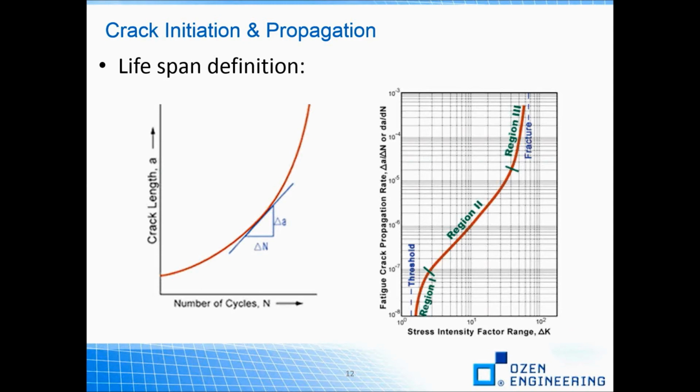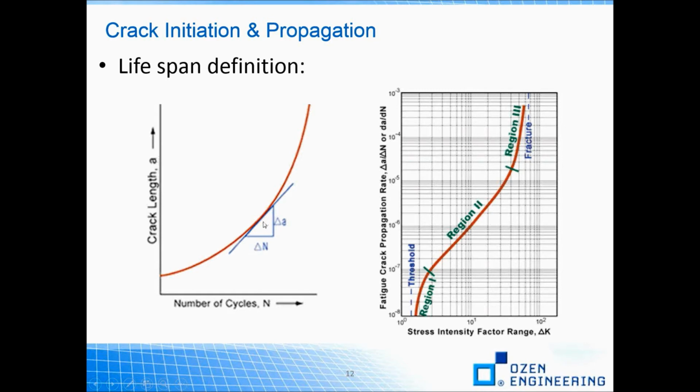And the output from such tests is really these type of graphs where the x-axis shows the number of cycles and the y-axis shows the flaw size, which is also known as the crack length.